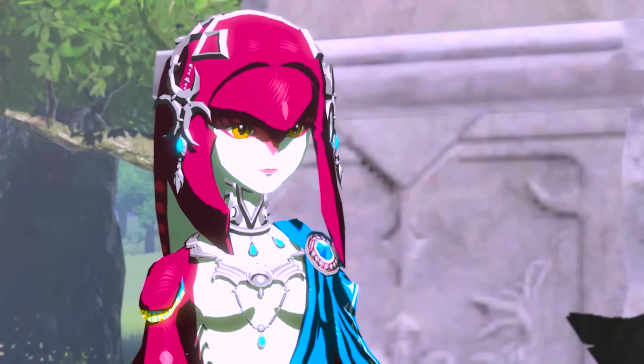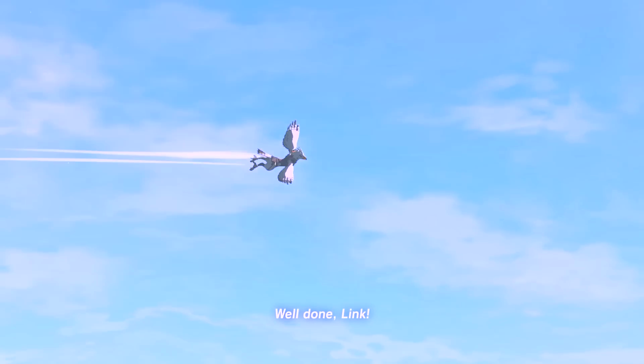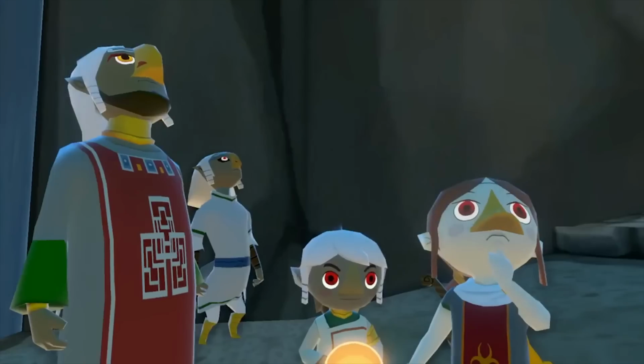Furthermore, the Rito's designs have some noticeable differences, having more avian features and being more anthropomorphic rather than the designs of the Wind Waker, where they are more human-like with some avian features.